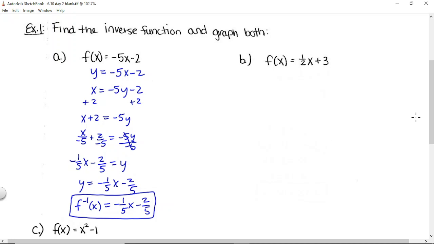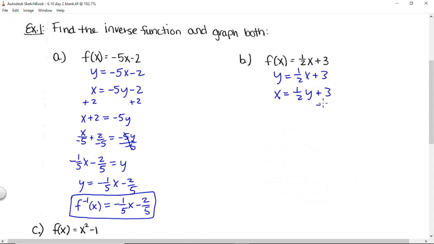Okay, let's do the next one. First step, replace f of x with just y. And then we're going to swap x and y. So when we see y, we write x, and where we see x, we write y. Now we want to solve for y.